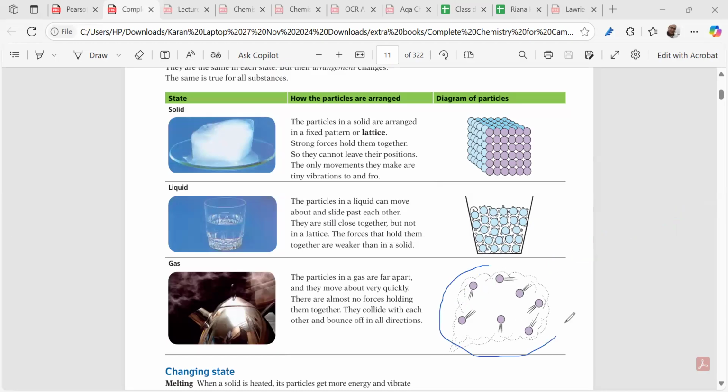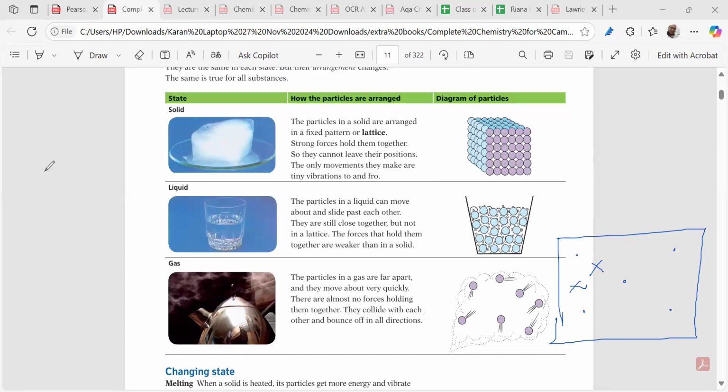This particular drawing is just for your observation, but the particles are not this close together. Even this is zoomed in a million times. The particles of the gases are like this, with no interparticular force of attraction, so they go from one direction to another, colliding against each other and bouncing off in all directions.